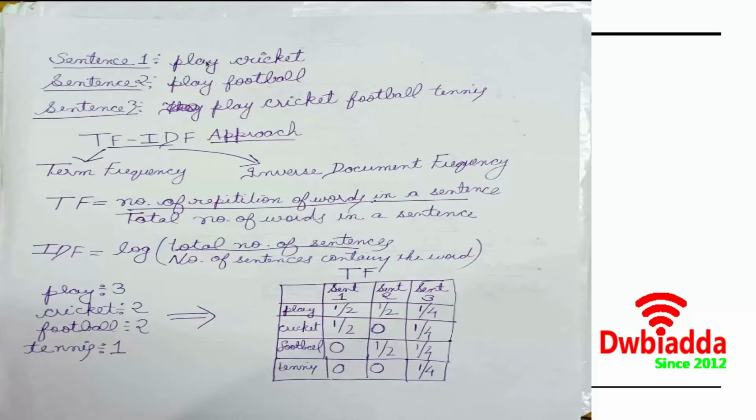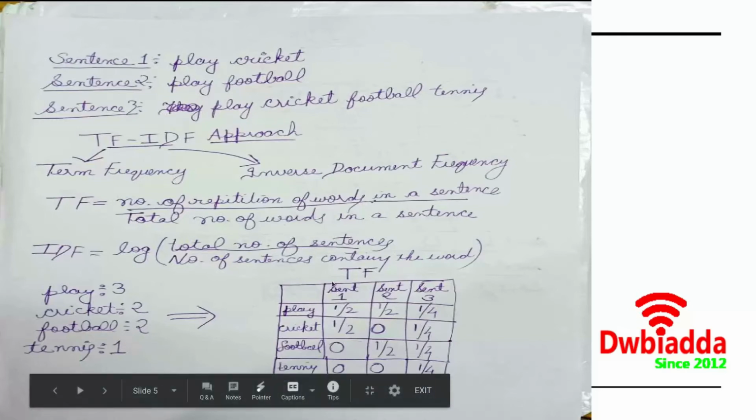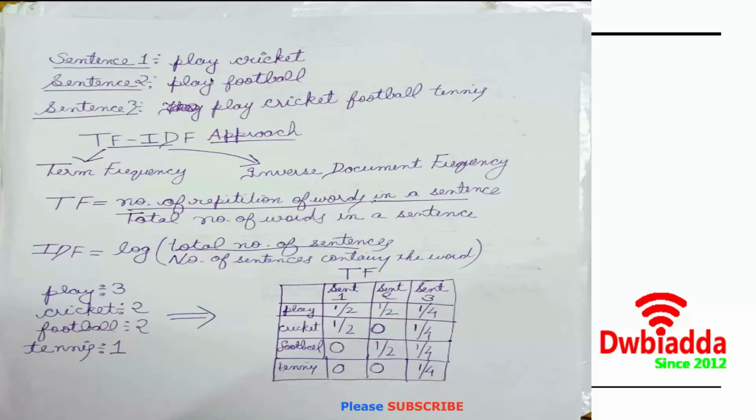So repetition of play is only 1, right? Divided by total number of words in the sentence, which is 2. So it's 1 by 2. In sentence 1, play has a TF of 1 by 2. Then again, play football. Play appears only 1 time in this sentence and the total number of words is 2. So it's 1 by 2.